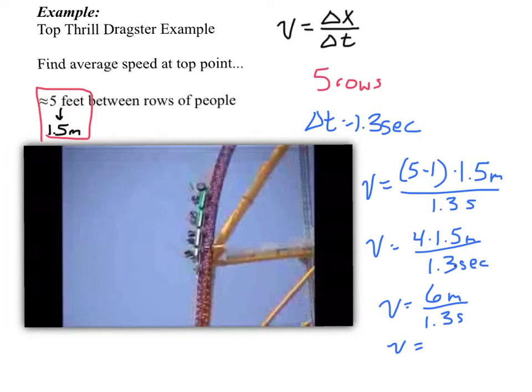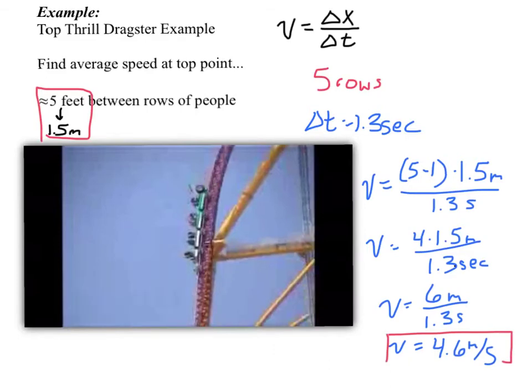Let me check it out real quick. I get 4.6 meters per second at the top. This is actually one of the fastest roller coasters in the area, and it does, like I said, awesome, huge speeds. You should look up the stats, but this is how fast it's going just at the top. So just at the top, 4.6 meters per second.